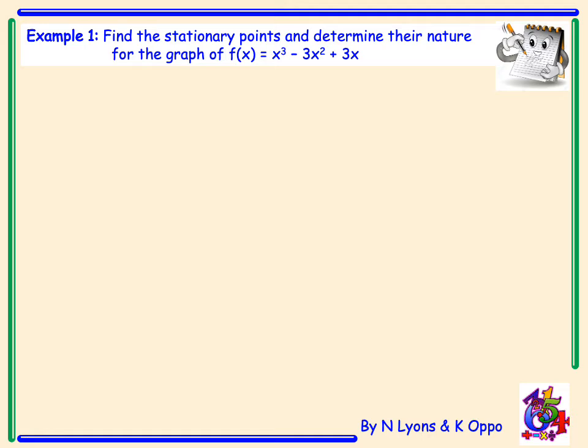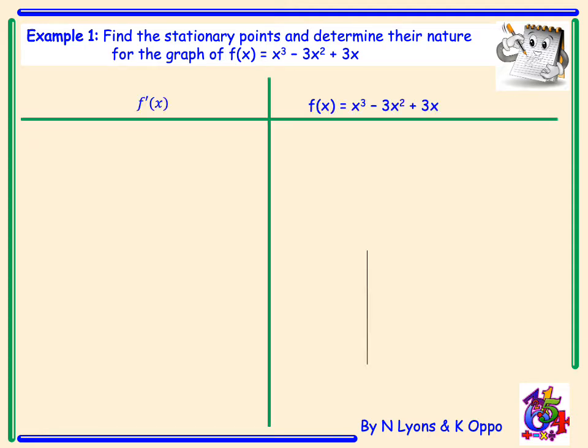Example 1. Find the stationary points and determine their nature for the graph of f of x equals x cubed minus 3x squared plus 3x. So again, to get ourselves started, left hand side, let's have a look at the gradient of this curve. We're going to have to calculate the derivative, f dash of x. So f dash of x equals 3x squared minus 6x plus 3. And for stationary points, let f dash of x equal 0. So we need to write out 3x squared minus 6x plus 3 equals 0.